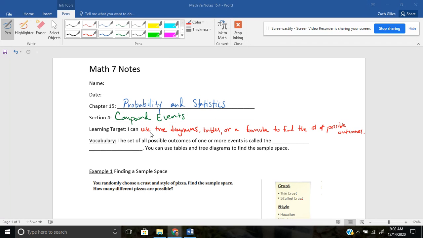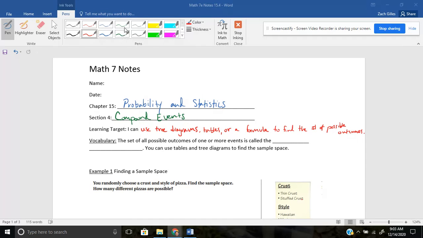Today we're going to talk about compound events in section four. Our learning target is I can use tree diagrams, tables, or a formula. We're going to use all three of these today to find the number of possible outcomes.